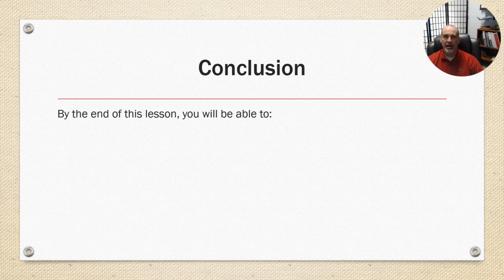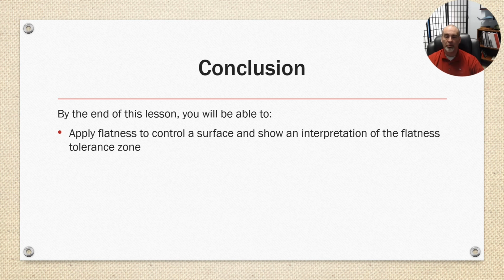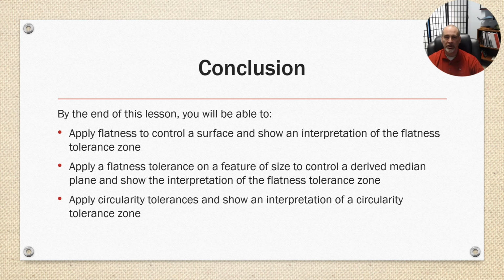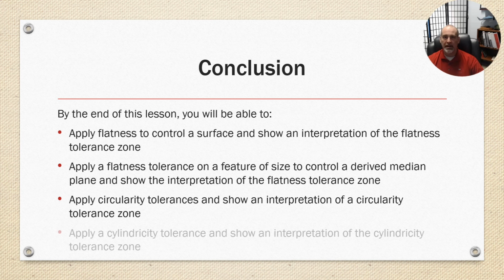And we applied a flatness control to a surface and showed an interpretation of the flatness tolerance zone. We applied a flatness tolerance on a feature of size to control the derived median plane and showed the interpretation of the flatness tolerance zone. We applied a circularity tolerance and showed the interpretation of a circularity tolerance zone. And we applied a cylindricity tolerance and showed an interpretation of the cylindricity zone.